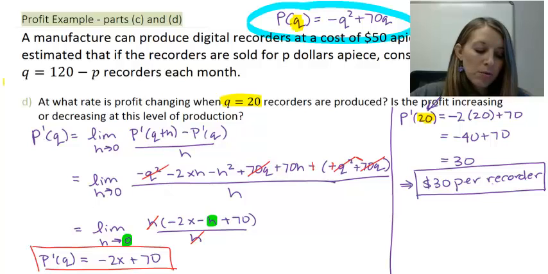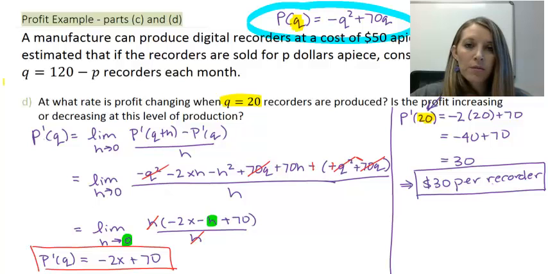Now, if the consumers were buying more or fewer recorders per month, then that affects the rate that we can sell these recorders at. If the consumers are buying more, that means we can raise the price. If consumers are buying less, that means we need to lower the price. We need to keep everything at an equilibrium. But at this rate, when consumers are buying 20 recorders each month, the rate that we're selling them for is $30 per recorder.